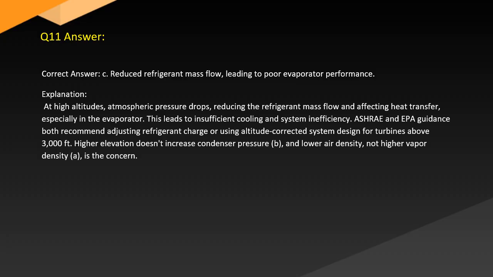Answer. Correct answer C. Reduced refrigerant mass flow, leading to poor evaporator performance. Explanation: at high altitudes, atmospheric pressure drops, reducing the refrigerant mass flow and affecting heat transfer, especially in the evaporator. This leads to insufficient cooling and system inefficiency. ASHRAE and HEPA guidance both recommend adjusting refrigerant charge or using altitude-corrected system design for turbines above 3,000 feet. Higher elevation doesn't increase condenser pressure (B), and lower air density, not higher vapor density (A), is the concern.